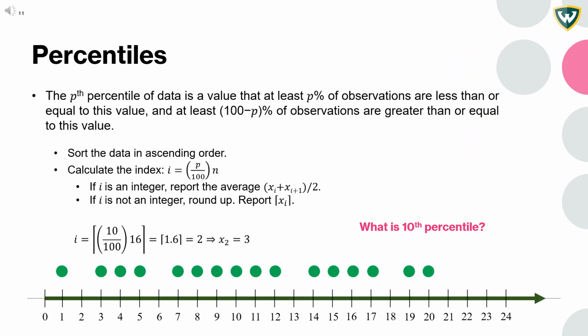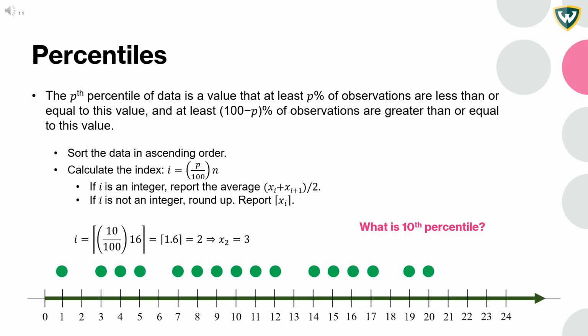The pth percentile of a dataset is a specific value that indicates the point below which a given percentage p of the observations fall. In simpler terms, if you have a dataset and you want to know what the pth percentile is, this value will represent the point at which at least p% of the data is less than or equal to that value, and conversely, at least 100 minus p% of the data is greater than or equal to it. To calculate the pth percentile, you should follow these steps.